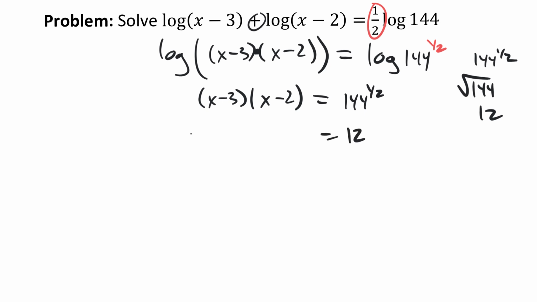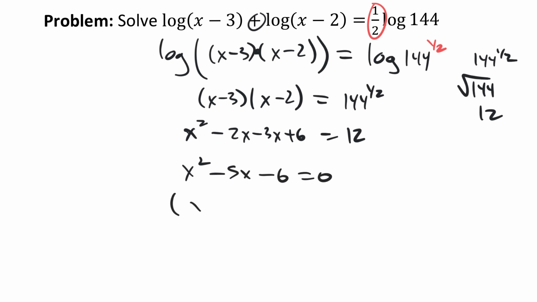What about the left-hand side? This is going to be x squared minus 2x minus 3x plus 6. That's going to give us x squared minus 5x minus 6 equals 0. So we're going to get (x - 6)(x + 1) equals 0. So x equals 6, x equals -1.